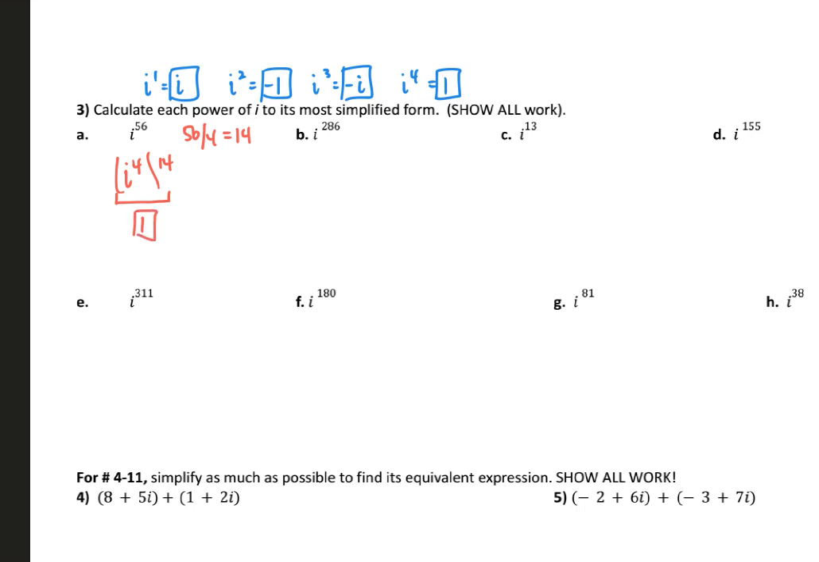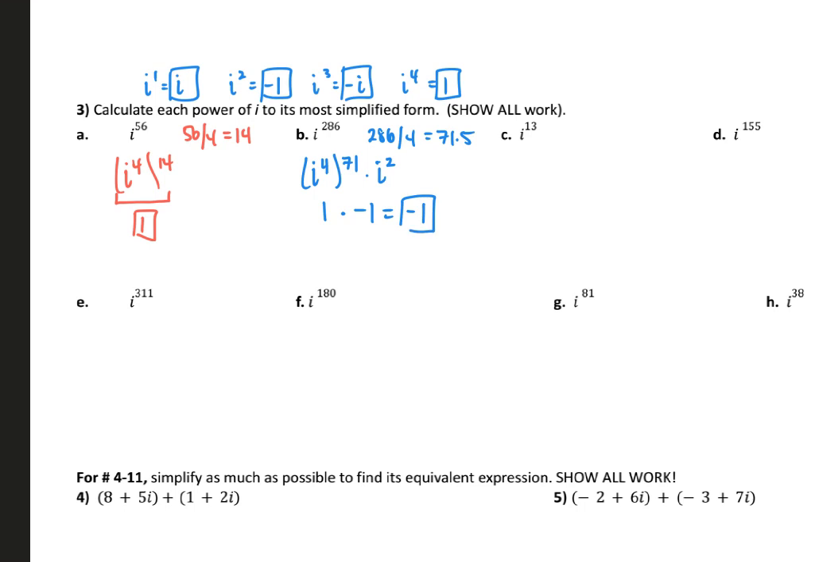All right, with number 2, we're going to divide 286 by 4, which is 71.5, which means I can write this as i to the fourth to the 71st power. Well, that's going to get us to 284, so we need 2 more to get us to 286. This turns out to be 1 times negative 1, so our final answer is just going to be negative 1.